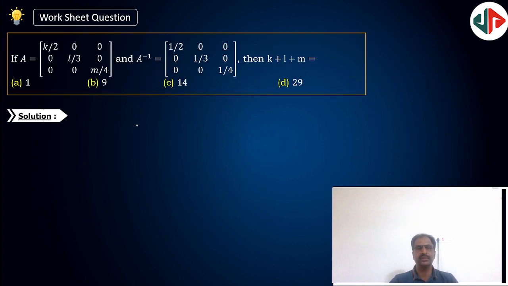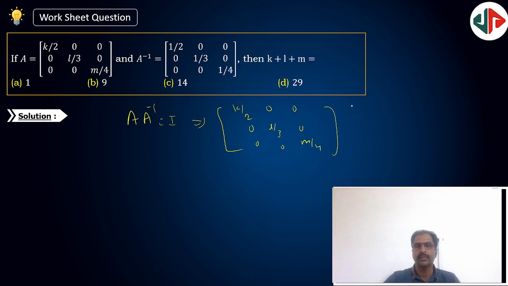Next, matrix A is given, A inverse is given, you have to find K plus L plus N. We know that A into A inverse is nothing but I, which implies multiply the two matrices K by 2, 0, 0, 0, L by 3, 0, 0, 0, M by 4 into what is A inverse given? 1 by 2, 0, 0, 0, 1 by 3, 0, 0, 0. Equate this to I.